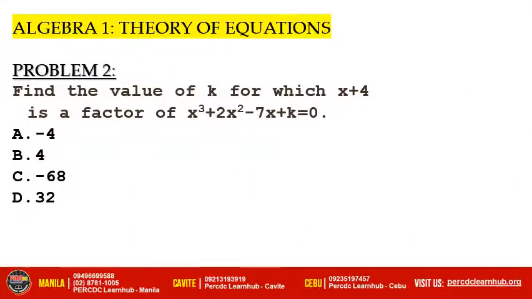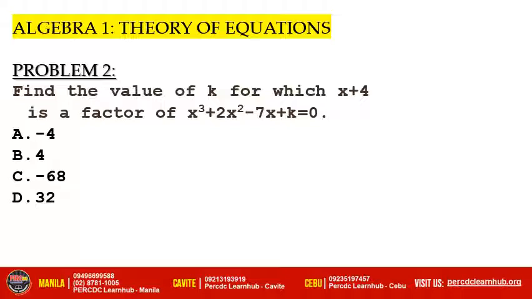Problem number 2: find the value of k for which x plus 4 is a factor of x cubed plus 2x squared minus 7x plus k equals 0. When we say factor, the remainder is 0. So therefore, i-equate po natin ito sa 0. So yung x naman, magsa-substitute tayo ng negative 4 sa x kasi nga x plus 4 equals 0, so x equals negative 4. So yung negative 4 na yun po yung i-substitute natin dito sa x. Then after that, makukuha na po natin yung k.